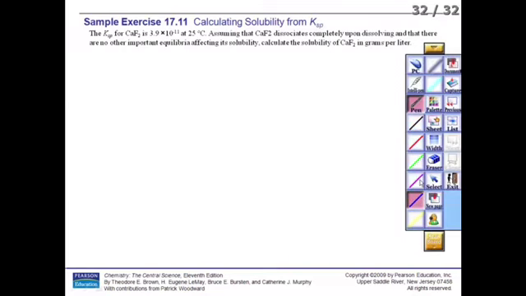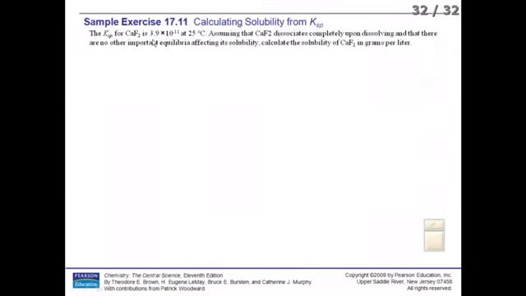So the question says the KSP for calcium fluoride is 3.9 times 10 to the negative 11th at 25 degrees Celsius. Assuming that CaF2, so calcium fluoride, dissociates completely upon dissolving, and that there are no other important equilibria affecting its solubility, calculate the solubility of CaF2 in grams per liter. So basically you're going from KSP to grams per liter, which is actually the unit for solubility. What they gave you is KSP, and they're asking for the solubility.